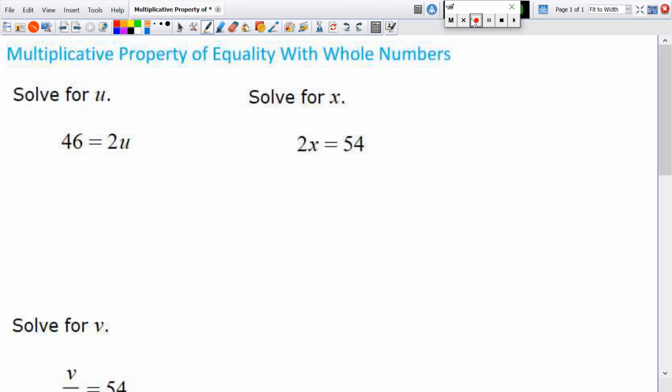Multiplicative property of equality with whole numbers. It's going to tell you to solve for a variable and give you an equation, and your goal is to get that letter or that variable by itself.